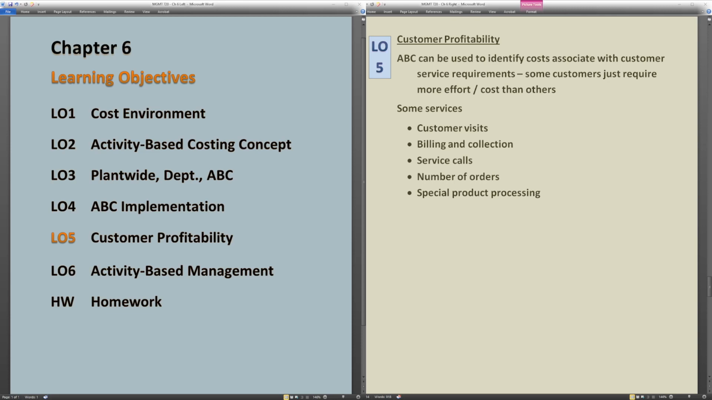And there could be additional things they're asking for, particular product processing. Now, again, depending upon the service or the type of product you're dealing with, there could be all different types of services that you're doing in addition. But the idea is that you want to look at these extra add-on things to see if some customers are more profitable or to identify if there are some cost sinks in your process.